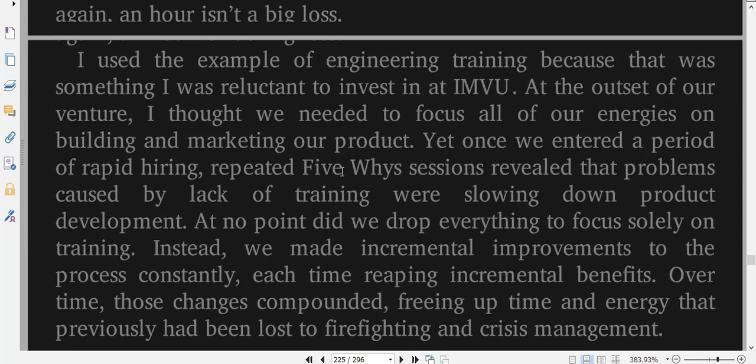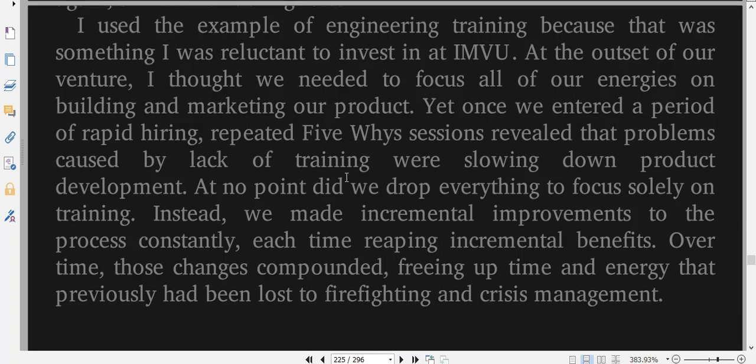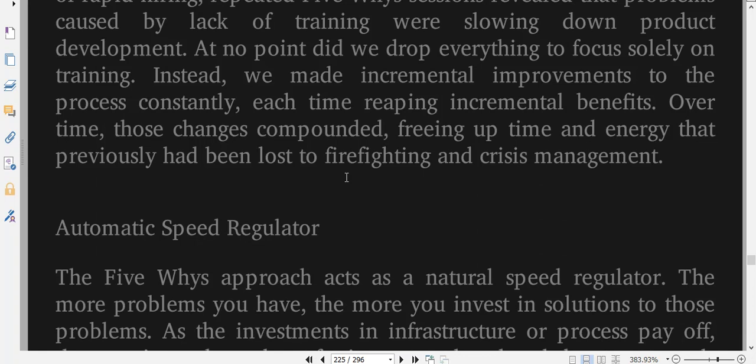I use the example of engineering training because that was something I was reluctant to invest in at IMVU. At the outset of our venture, I thought we needed to focus all of our energies on building and marketing our product. Yet once we entered a period of rapid hiring, repeated five whys sessions revealed that problems caused by lack of training were slowing down product development. At no point did we drop everything to focus solely on training. Instead, we made incremental improvements to the process constantly, each time reaping incremental benefits. Over time, those changes compounded, freeing up time and energy that previously had been lost to firefighting and crisis management.